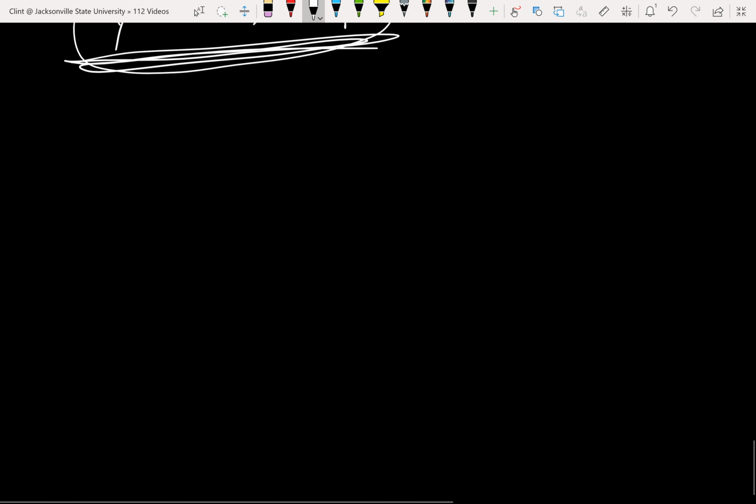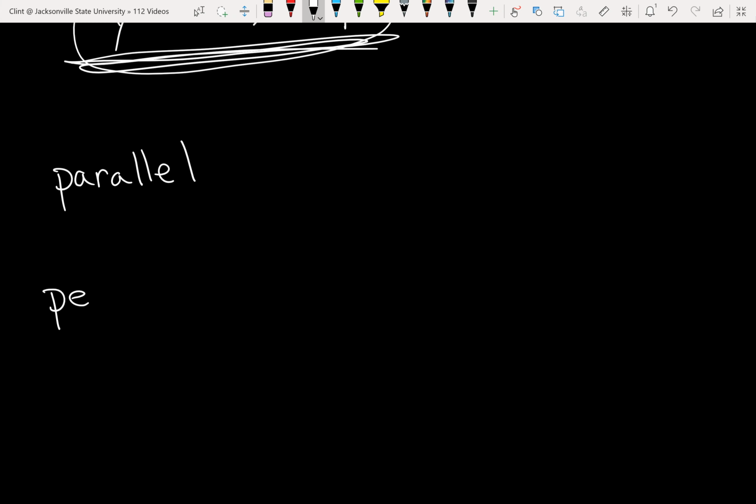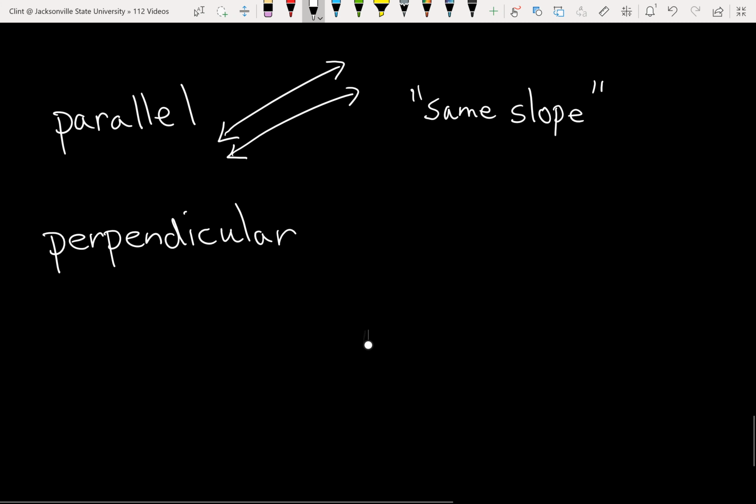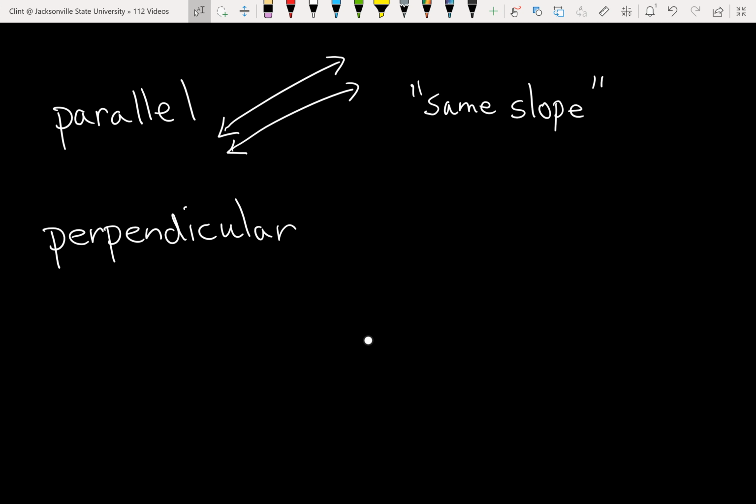And then the last thing to talk about here is the idea of parallel and perpendicular lines. Parallel lines are lines that look like train tracks, where they're never going to touch each other, right? So parallel lines have the same slope. If one has a slope of 4, the other one has a slope of 4. One has a slope of 1/2, the other one has a slope of 1/2.